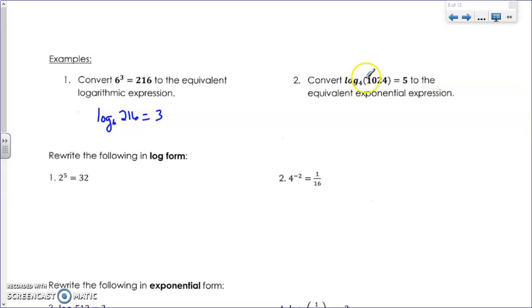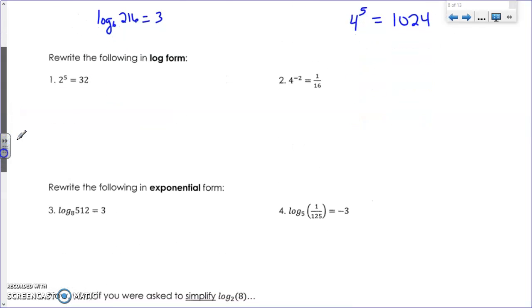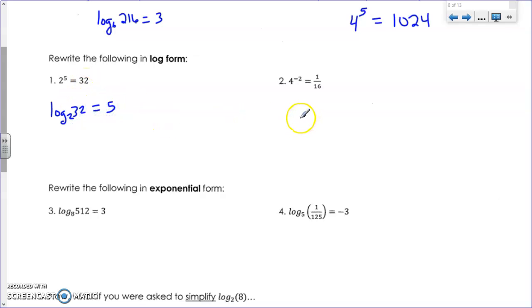Okay, so now here, the base is 4, so that's going to be our subscript. And then 4 to the 5th equals 1,024. Now this is going to make sense. If you put this in your calculator, 4 to the 5th is 1,024. So if you had written that any other way, it would not make sense and you would know you are wrong. Okay, so let's write this one. We're going to have log base 2, 32 equals 5. Okay, here we have log, drop the 4, and then switch: log base 4 of 1/16 equals negative 2.